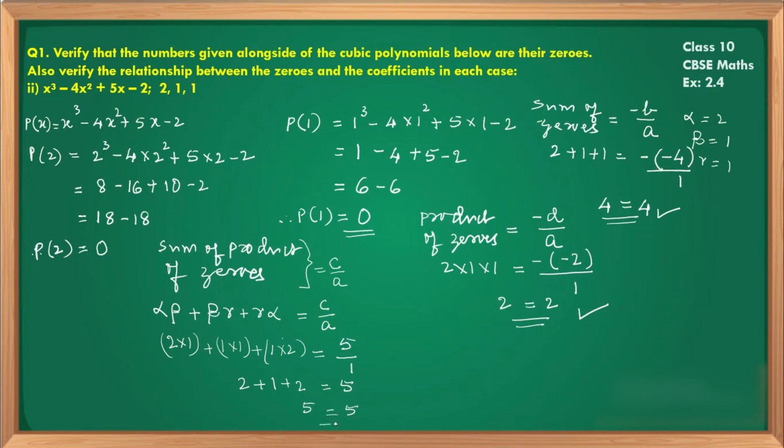LHS is equal to RHS. Now we have verified all the three stages of verification. Question number 2 of question 1 is over. Now we move on to the next question, the next page.